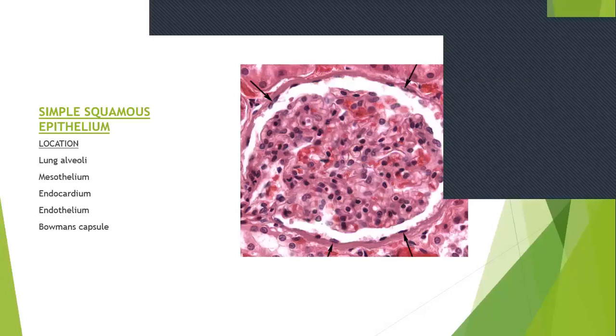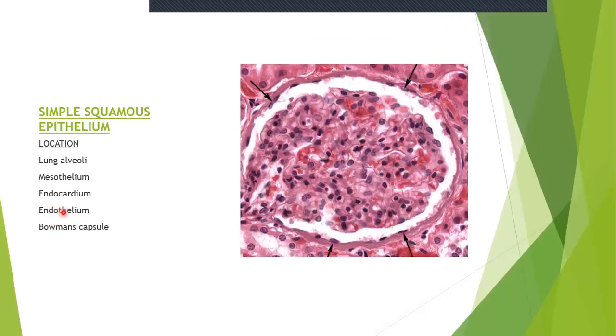So it is found in the endothelium, endocardium, Bowman's capsule. So endocardium is the inner lining of the heart, endothelium is the inner lining of blood vessels, Bowman's capsule from your high school, you know.